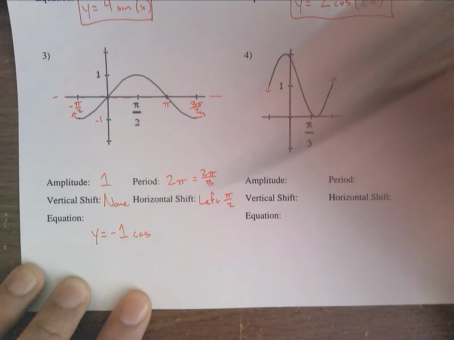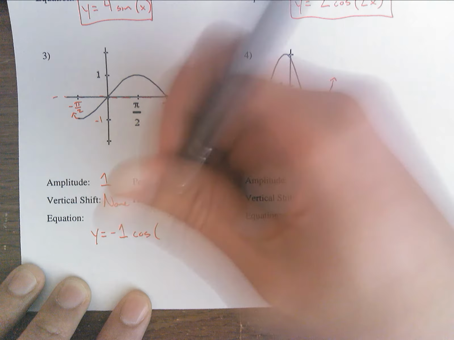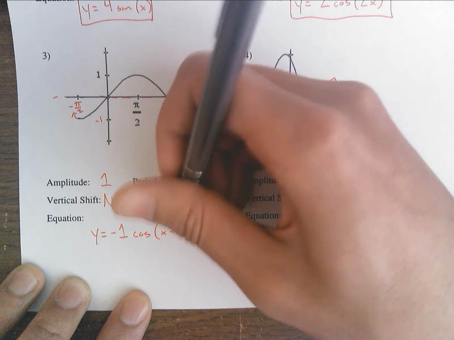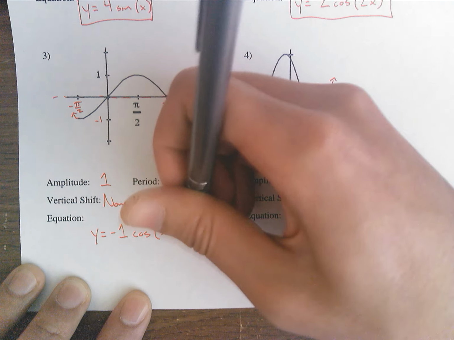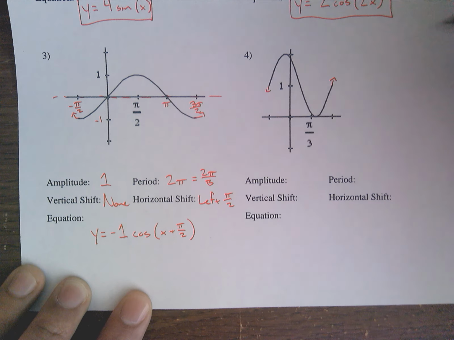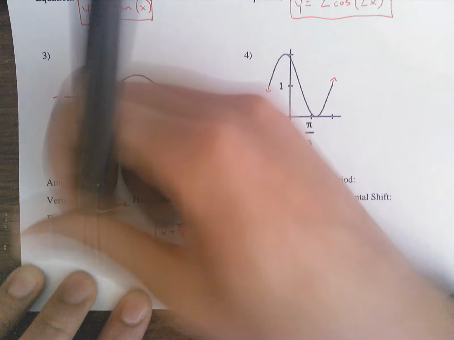We have a horizontal shift, left pi halves. So remember, a shift to the left would mean that we are adding pi halves to our x term. And we do not have a vertical shift. So our equation, y equals negative cosine of x plus pi halves.